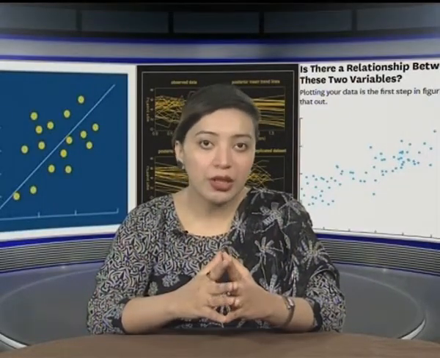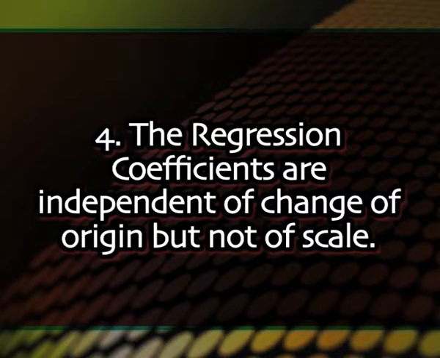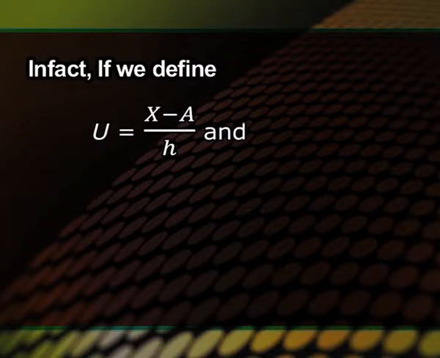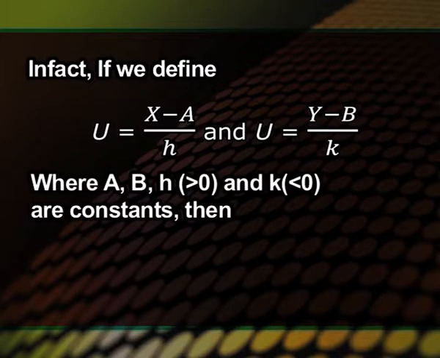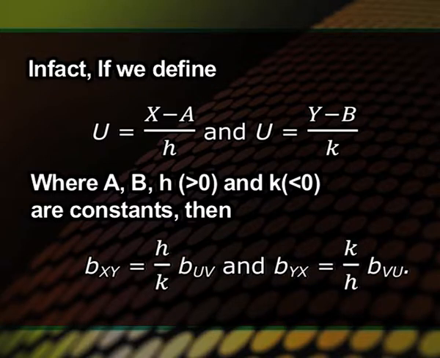We now state without proof yet another property of regression coefficients. The regression coefficients are independent of change of origin but not of scale. In fact, let's define U equals X minus A divided by H, and let's define V as Y minus B by K, where A, B are constants, H is greater than 0 and K is greater than 0. Then Bxy is equal to H by K times Buv, and Byx will be K by H times Bvu.